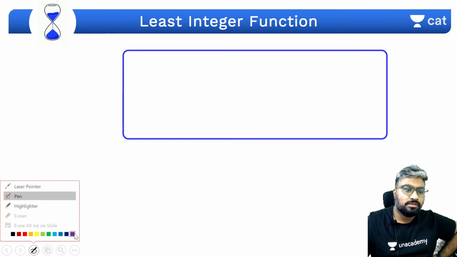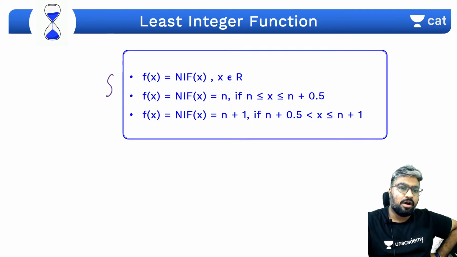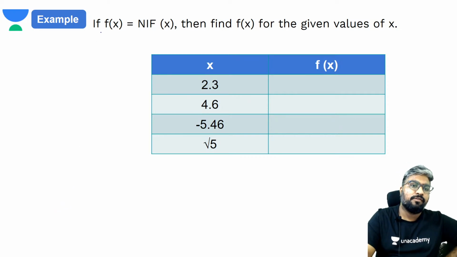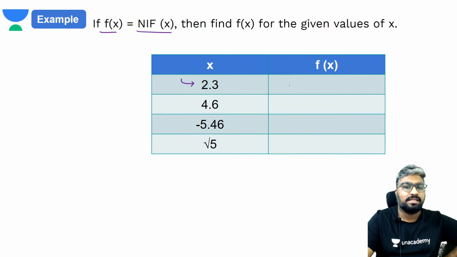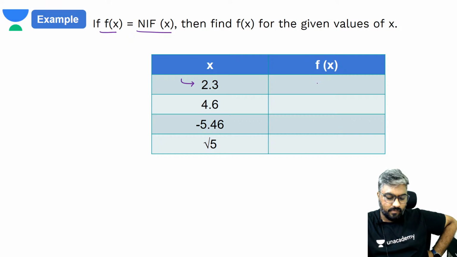Let's try this out. Okay, these are some properties. We need not get into the complexity of it. There is no need to make it so complex. Let's quickly try. If f of x is the nearest integer function of x, then if x is 2.3, what will the nearest integer be? Say quickly. If x is 2.3, what will the nearest be guys? 2. Very good.